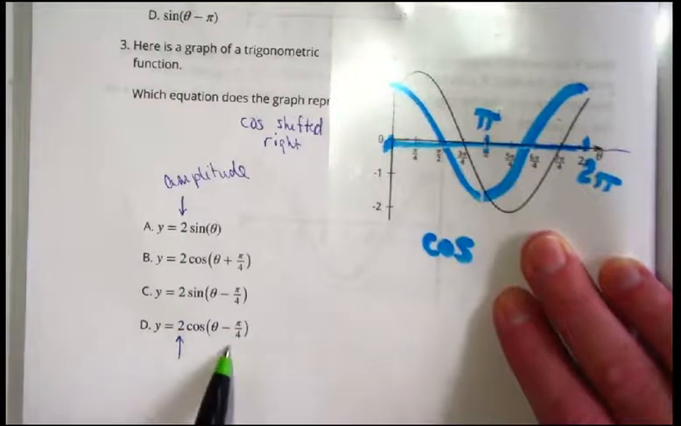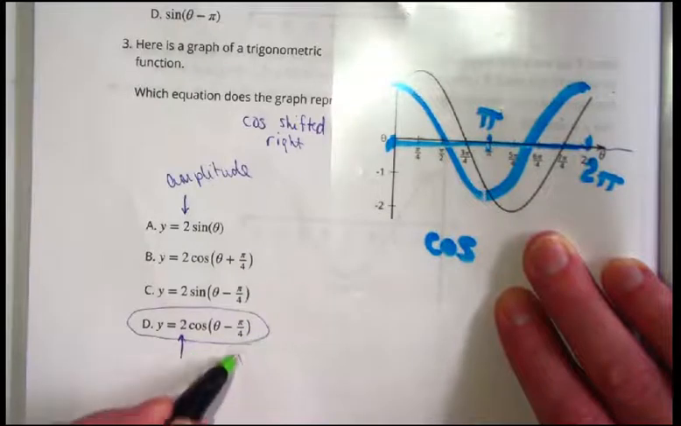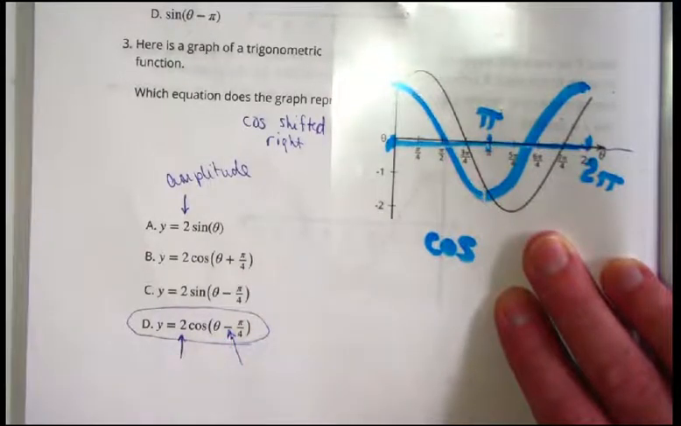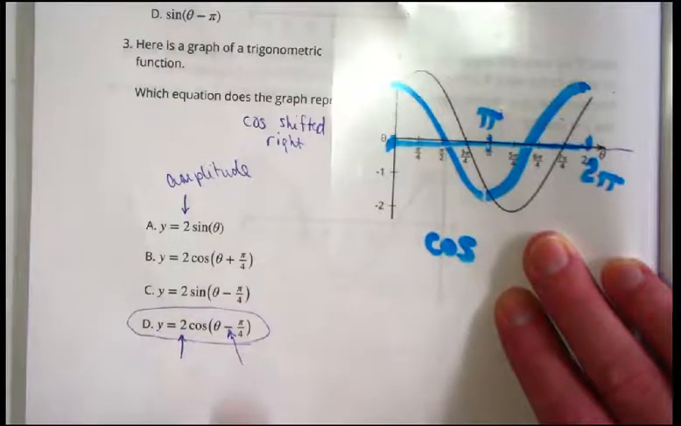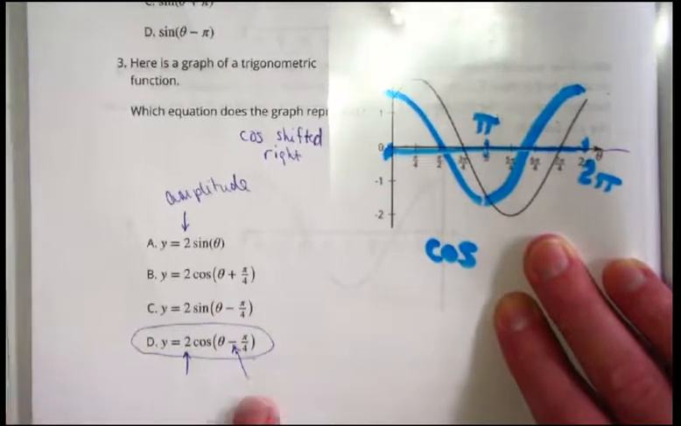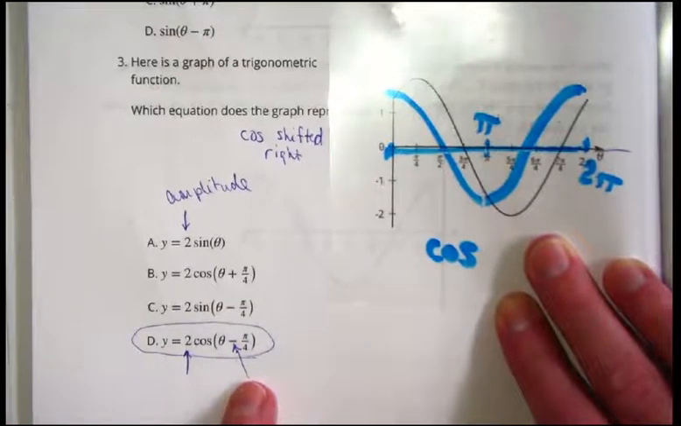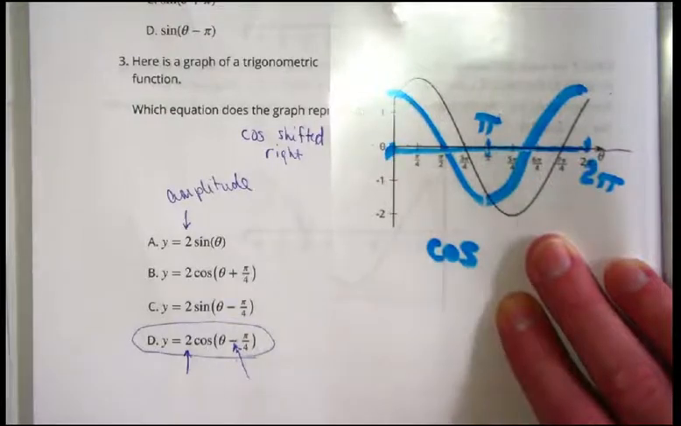Okay, so cosine shifted to the right is going to look like D, this one right here, because that minus sign is telling me that it's shifted to the right. Up here, this one is shifting it to the left. So it could be cosine of theta minus pi over 4. It has shifted to the right.